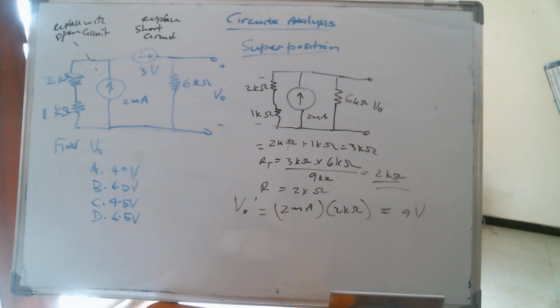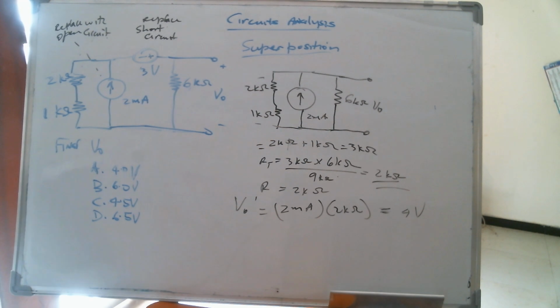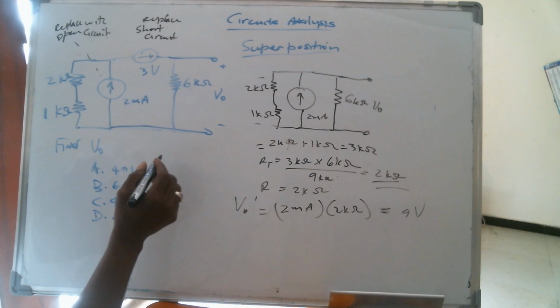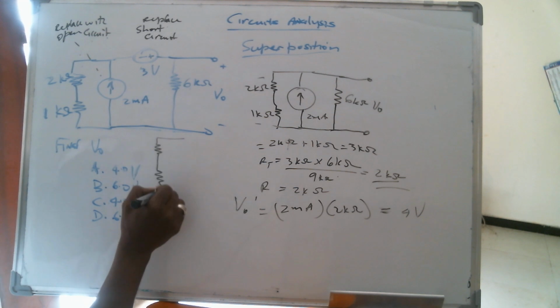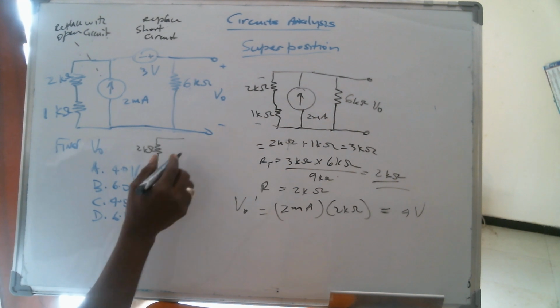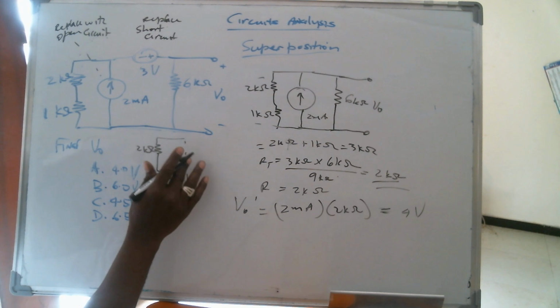Now, let's do the configuration with the voltage source only and get rid of the current source. How do we get rid of the current source? The current source is replaced with an open circuit. If the current source is replaced with an open circuit, it's going to be a 2K ohm resistor, a 1K ohm resistor. This is open circuited, so it doesn't count, right?